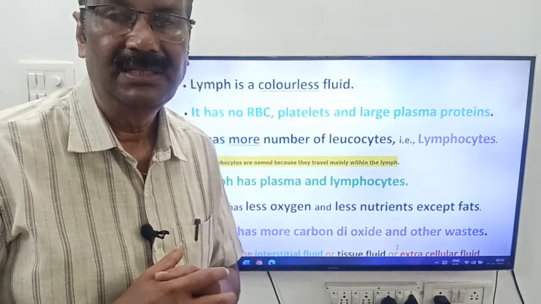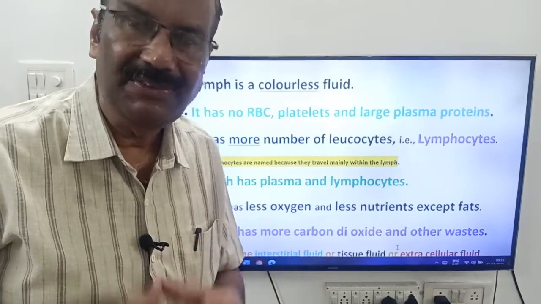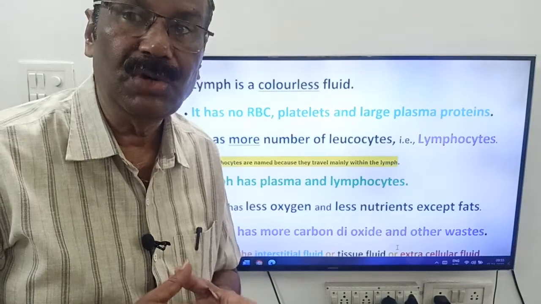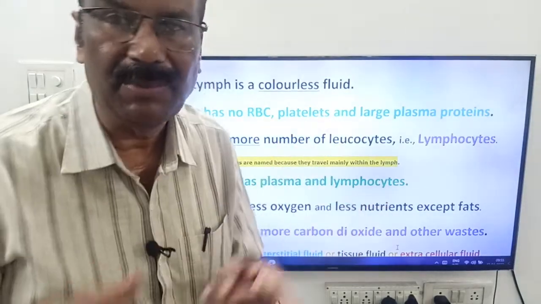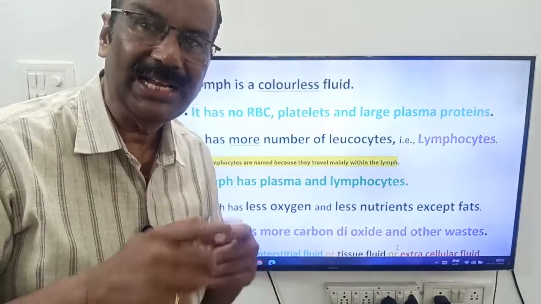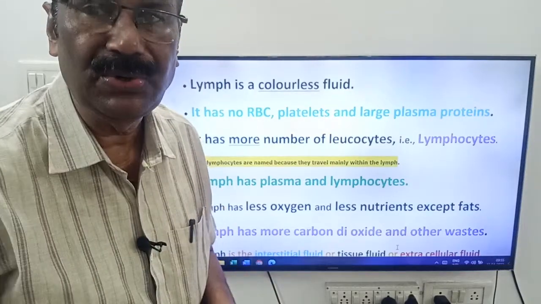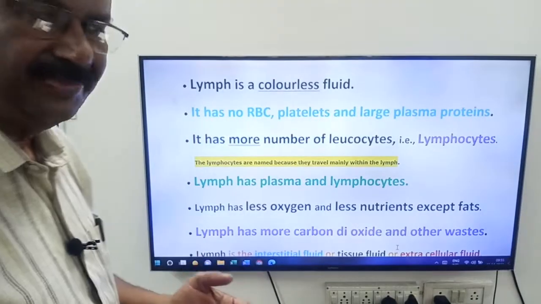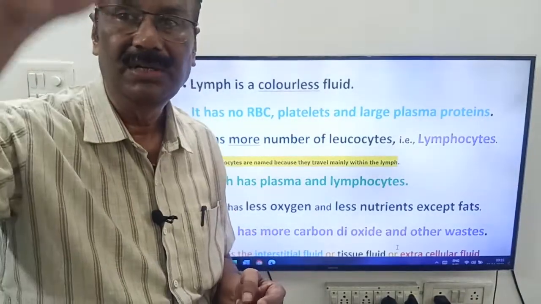Name the nutrients which are present in the lymph. That is only the fats. Lymph has more fats than glucose and amino acids. So it has less nutrients like glucose and amino acids. It has more nutrients like fats, friends. It has less oxygen and less nutrients, but it has more fats.